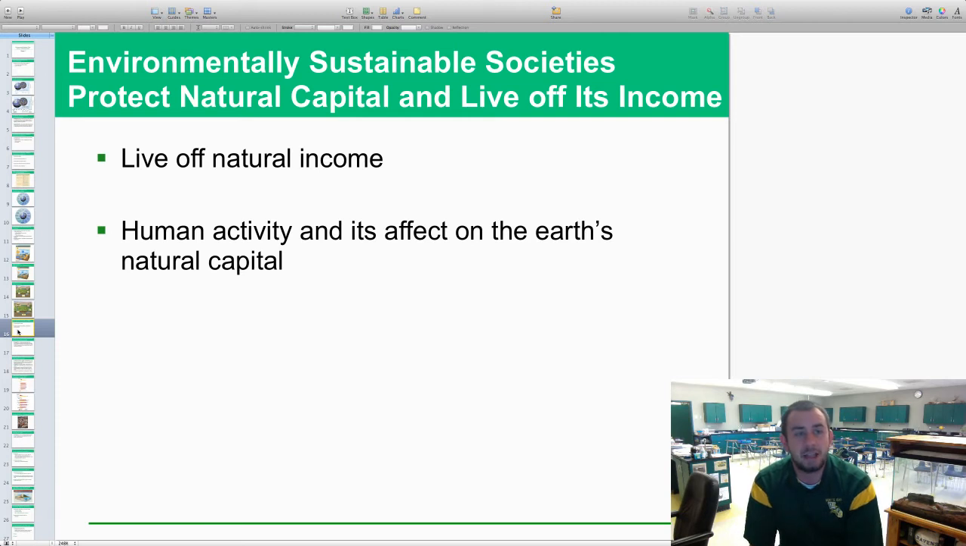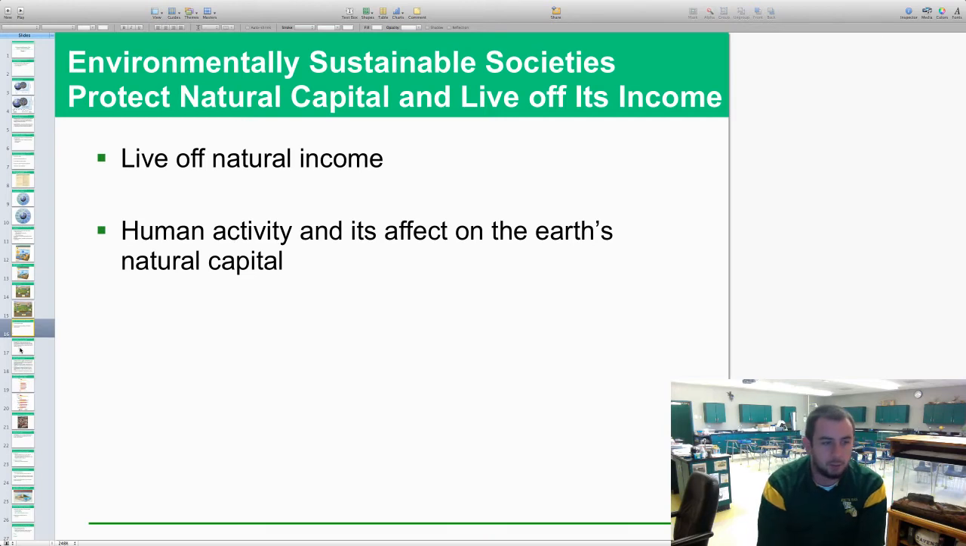Environmentally sustainable societies protect natural capital and just live off the income. When we talk about living off the natural income, it means not using it to where it's not going to replenish itself. Don't live off of too much, or it can't replenish itself. Human activities and their effect on the Earth's natural capital is what we'll also be discussing, on how those things have negatively impacted the natural income or natural capital. And that's going to be our theme.